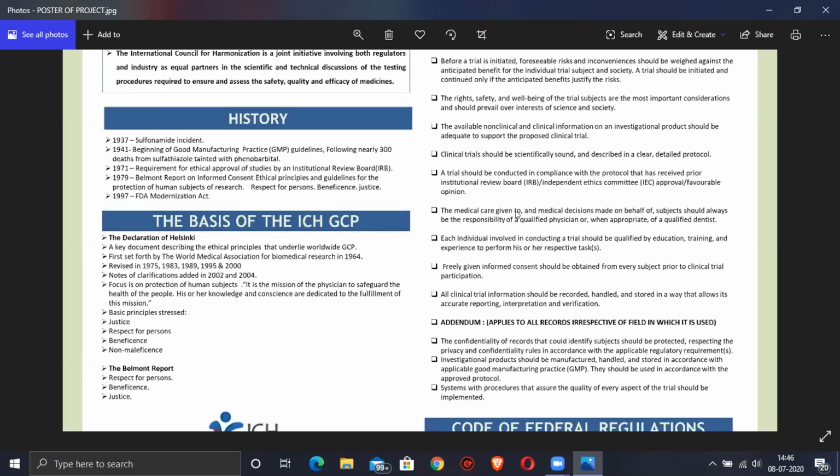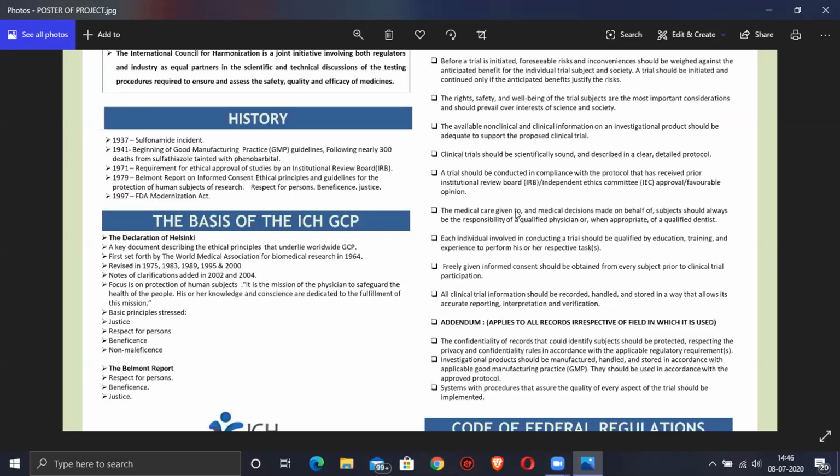Freely given informed consent should be obtained from every subject. This is another important step when it comes to any clinical trial which is being conducted. A freely given informed consent is a very important process which also ensures the safety of the subject and ensures that the subject is well aware of what kind of research he or she is volunteering for.